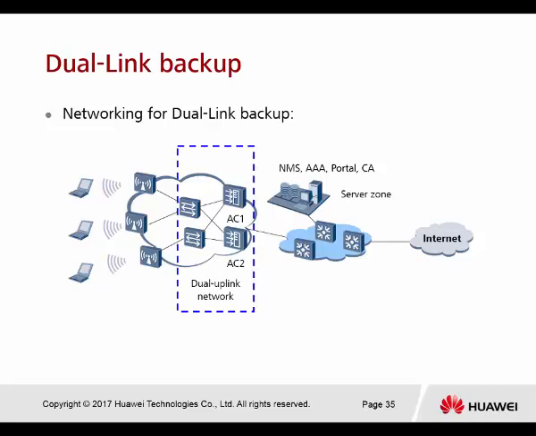Next, the dual link backup. Networking for dual link backup. AC1, AC2. So they have the redundant network connection. So they have a dual uplink network.